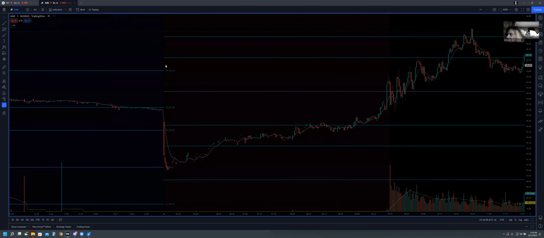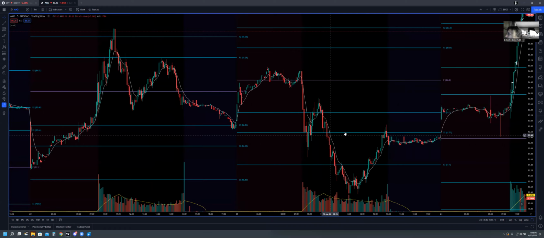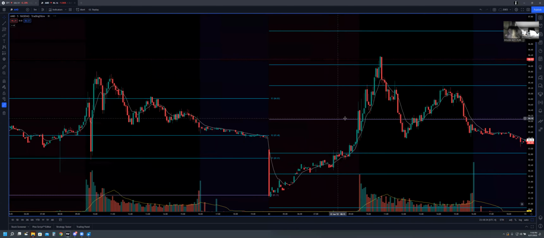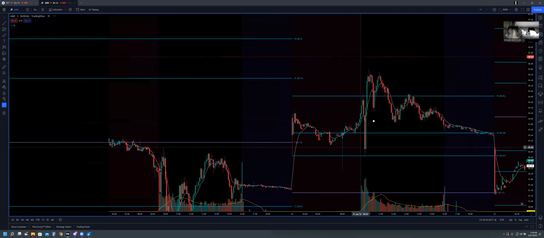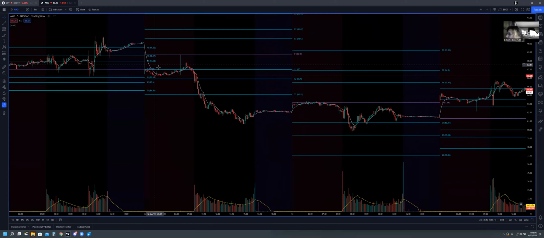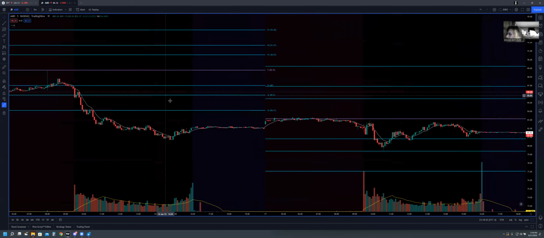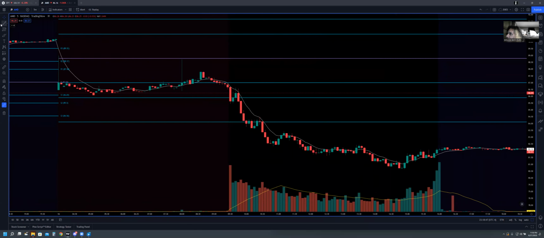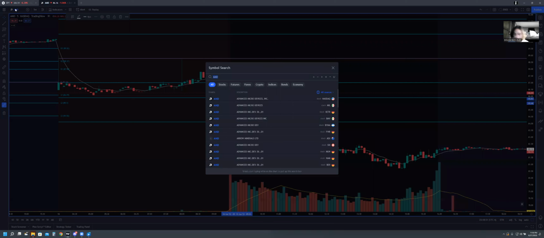Let me just look for something on the 5-minute right here. Right here, flagged nicely. Bear flag on the 5-minute. AMD. Pretty sure it went over that one.